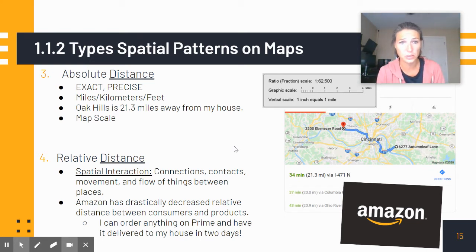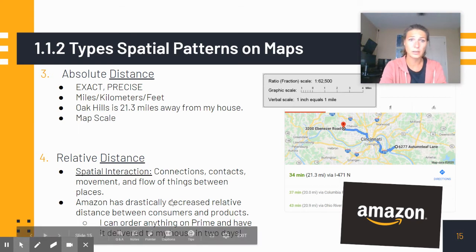This is an interesting point too. Amazon has really decreased the relative distance between consumers and products, right? I don't know if you guys order on Amazon or not, but you can get anything from anywhere in 24 hours now. So relative distance seems rather irrelevant at this point. And we'll talk more about that later.